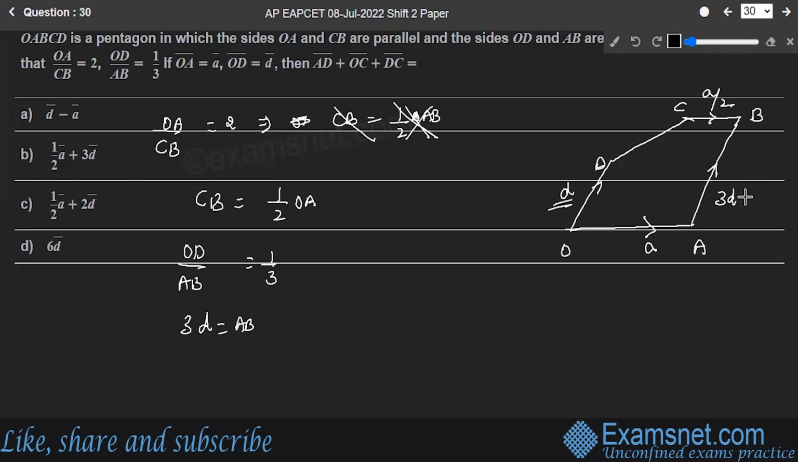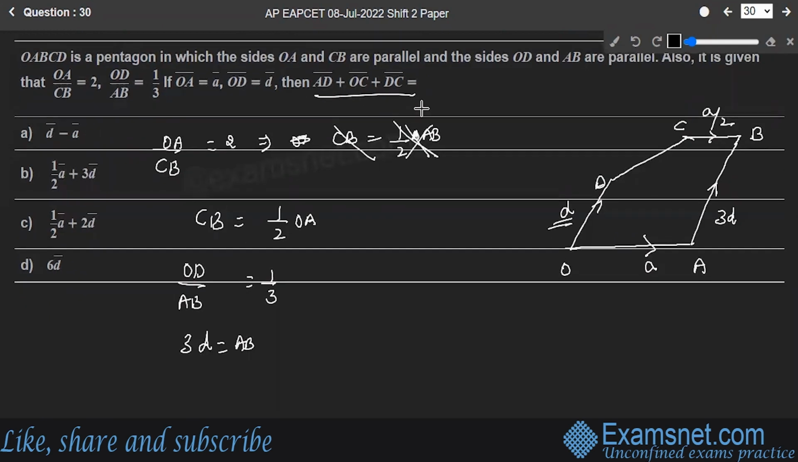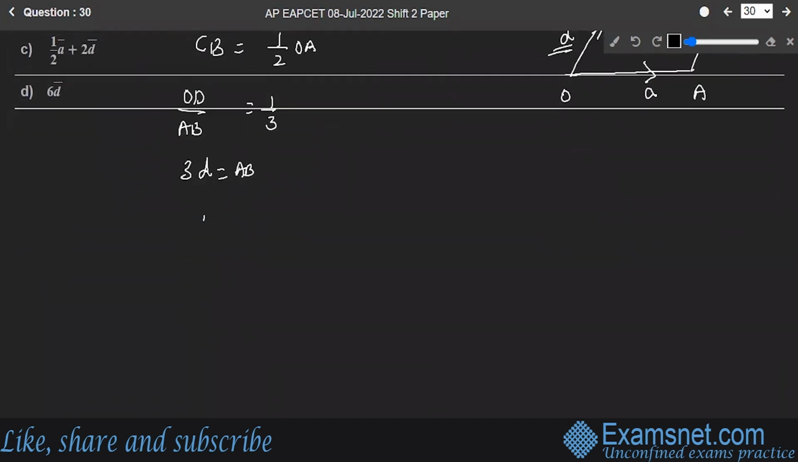Correct. Now, you have to find out AD plus OC plus DC vector. Let's go for this. So here, AD plus OC plus DC vector. AD can be written as AO plus OD.